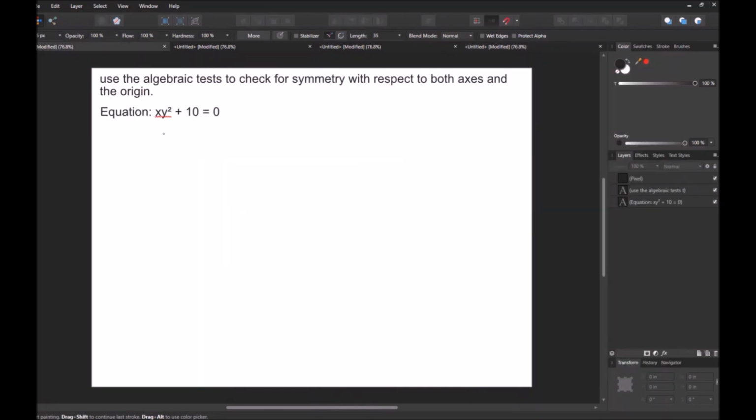Okay, so in this next question we are asked to use the algebraic tests to check for symmetry with respect to both the x and the y-axis as well as the origin. And the equation we're given is x times y squared plus 10 equals 0.